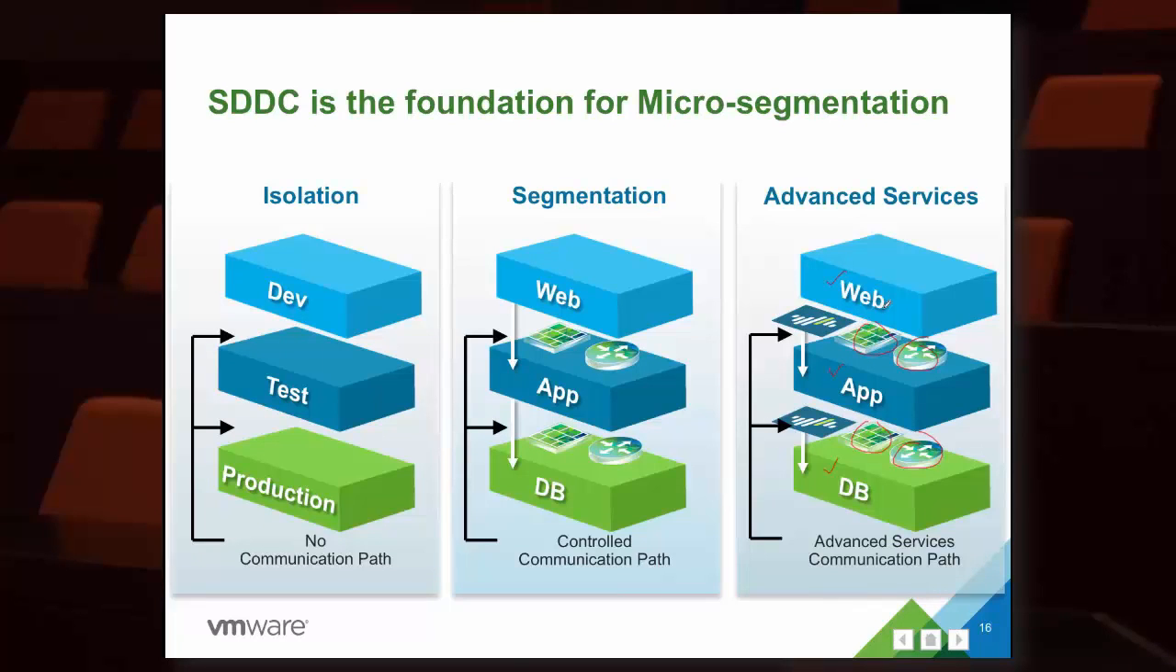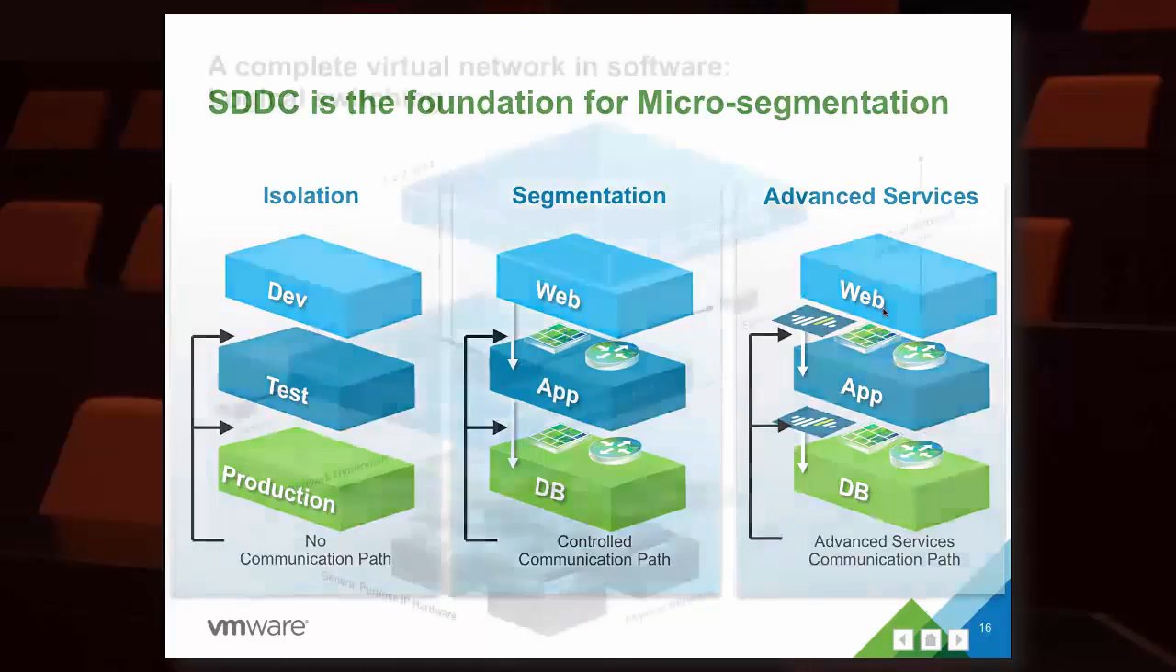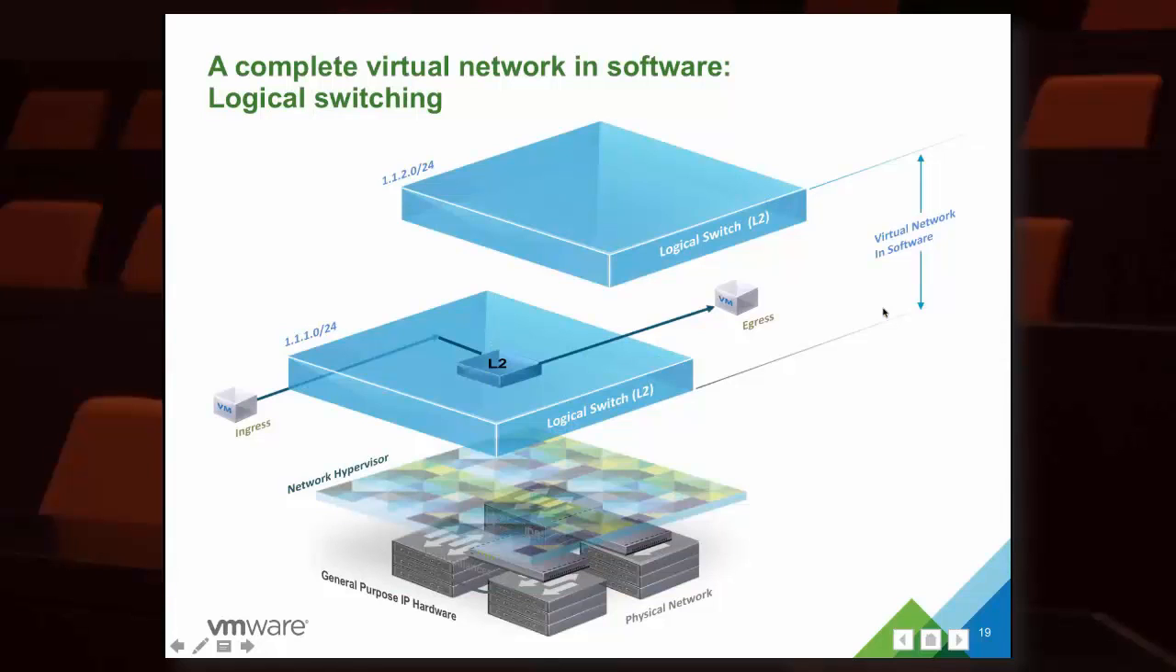This means that we're moving far away from just having no path of communication to having controlled and advanced paths of communication that are not only secured, but they're also highly flexible and highly repeatable. So what starts this journey with micro-segmentation? Well, it starts through logical switching, being able to provide layer 2 communication and to create the virtual network in software. This is what NSX is allowing us to do.